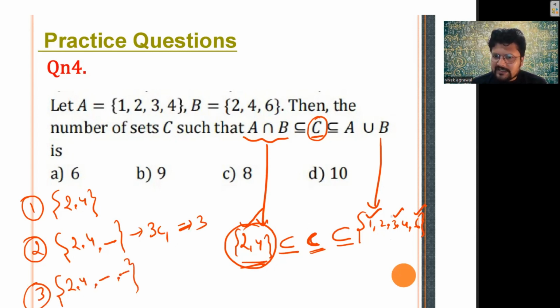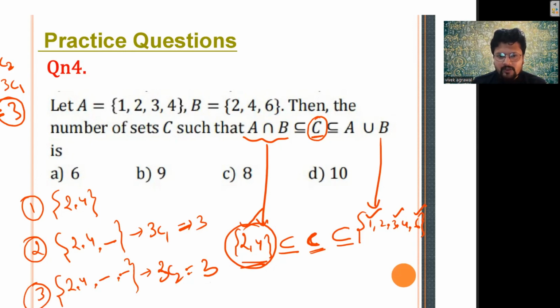So out of these three elements, 1, 3, and 6, you can have any two elements, that is 3C2. And what is 3C2? To calculate 3C2, we can subtract: 3C2 is equal to 3C1, and 3C1 is equal to 3. So 3C2 is also 3.